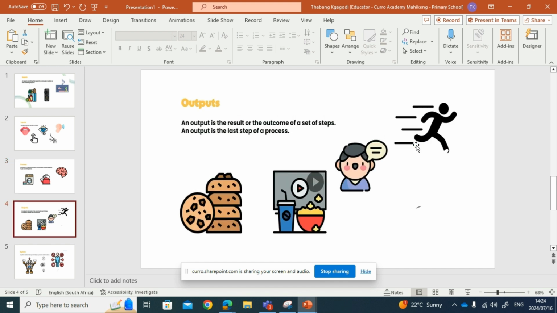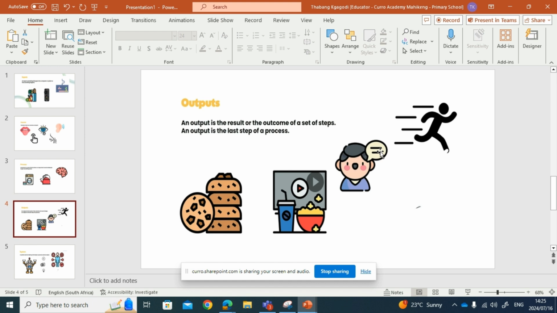Then outputs. The last thing is the output. Remember the coffee. After the water is boiled, you can pour it in your cup, stir, then you can have your coffee. Then if you are baking, you're gonna have your raw cookie dough. Then you can bake. After baking, the output will be the cookies. When you are watching Netflix on your TV, the screen or the pictures that you see on your TV are outputs.